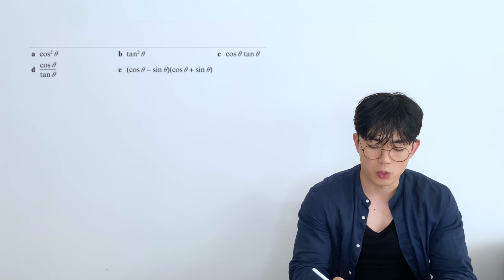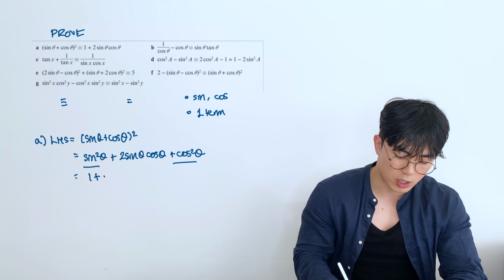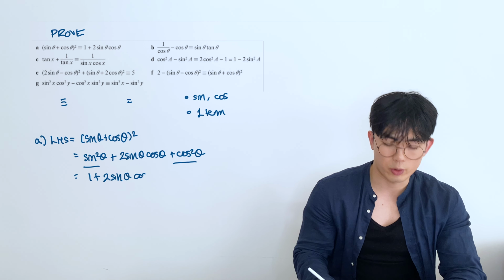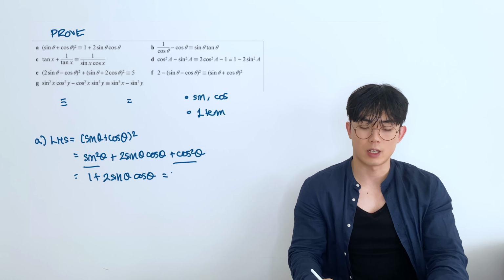So I get sine squared theta plus 2 sine theta cos theta plus cos squared theta. What you should notice is sine squared plus cos squared here is 1. We learned that earlier, right? So that's going to be 1 plus 2 sine theta cos theta, which is equal to the right-hand side. So we've proved it correctly. So this is how you would set out an exam example question.